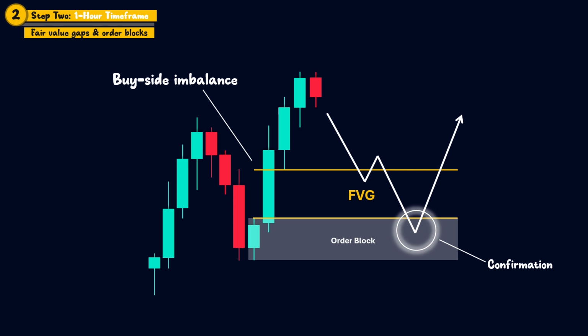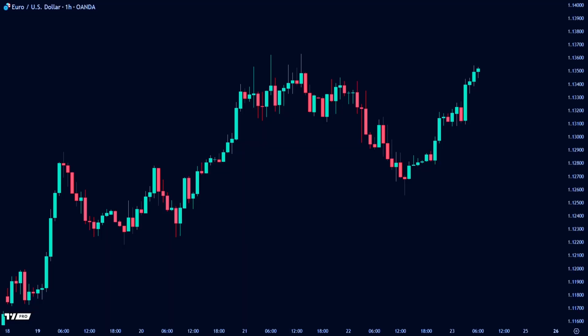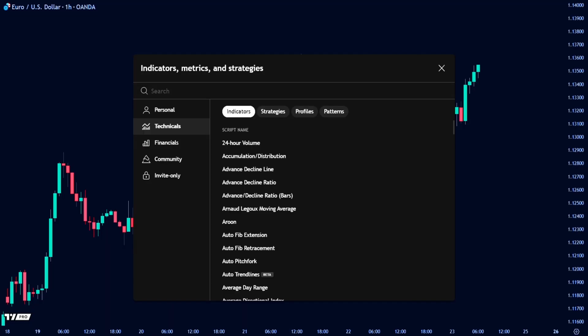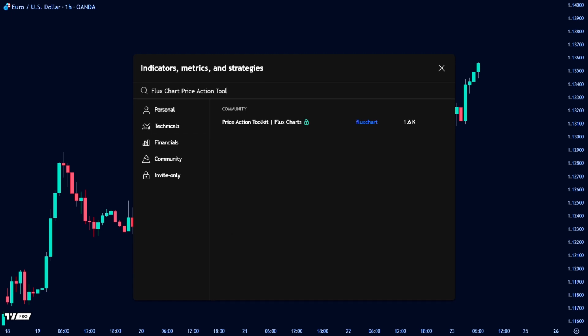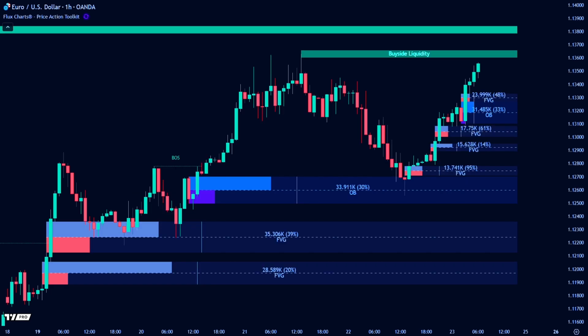To make sure there will be no mistake in applying these concepts, and even to step up in this strategy, there's a powerful tool designed specifically for that purpose. To use it, just open a chart on your TradingView and press the slash on your keyboard inside. In the Indicators section, search for Flux Chart Price Action Tool. Then click on it, and it will launch the indicator on your chart.